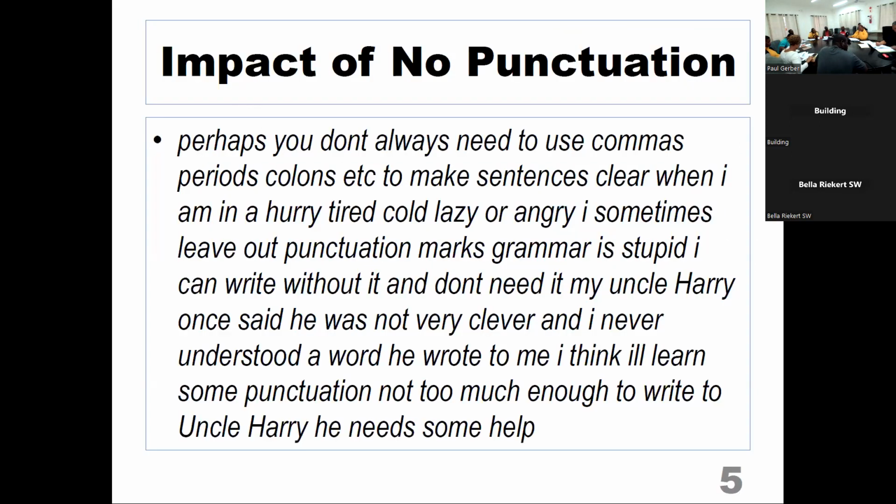And so here's an example. This is something written here that has no punctuation. If you read this, it says: perhaps you don't always need to use commas periods colons etc to make sentences clear when I am in a hurry tired cold lazy or angry I sometimes leave out punctuation marks it's stupid I can write without it and I don't need it my uncle Harry once said he was not very clever and I never understood a word he wrote to me and I think I'll learn some punctuation not too much enough to write to Uncle Harry he needs some help.